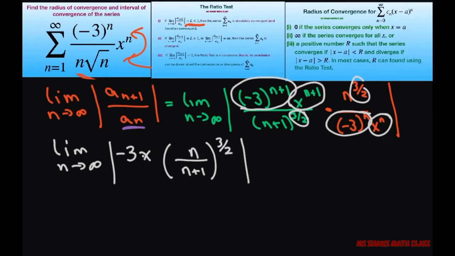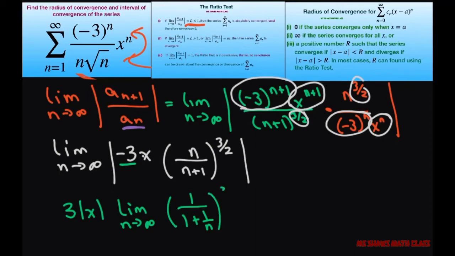All right, now the absolute value of negative 3 is 3. And then I can pull out the x, and write the limit as n approaches infinity of 1 divided by 1 plus 1 divided by n to the power of 3/2. When you do this limit, this just equals 1. So we get 3 times the absolute value of x.